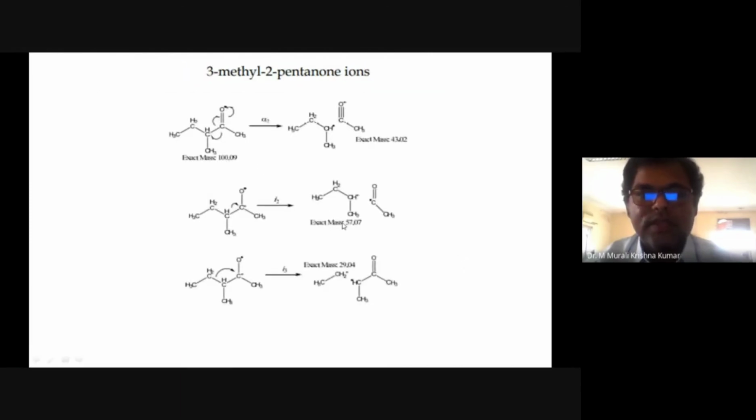When the fragmentation happens, first, because this is a ketone, ketone mediated alpha bond cleavage is possible. So this is formed. In the formation of this, there are three possibilities. All the three possibilities are shown over here. One is the charge is with the heteroatom, another is the charge is with the bigger fragment, and the charge is with the smaller fragment. This is also a possibility.